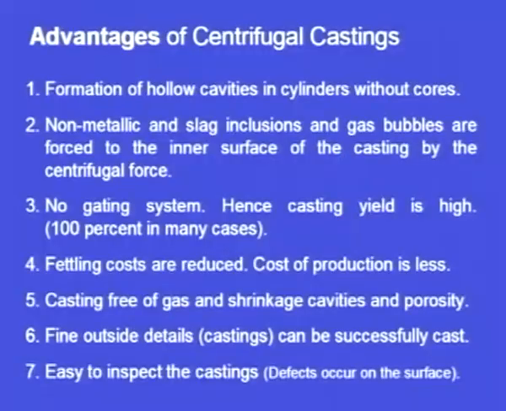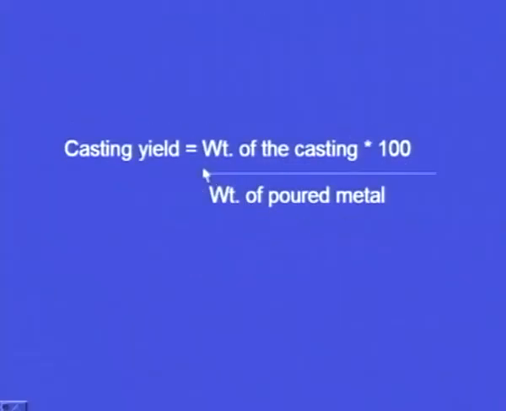And in the case of the centrifugal casting process, there is no need for a gating system. Hence the casting yield is very high. What is this casting yield? Casting yield is the weight of the casting multiplied by 100 divided by the weight of the poured metal.